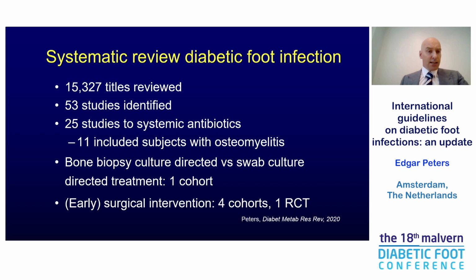What we did is that we reviewed 15,000 titles for therapy on the diabetic foot. And we included 53 studies that had a contemporaneous control group. 25 of those were on systemic antibiotics. 11 of those included subjects with osteomyelitis. There was one cohort that looked at bone biopsy culture-directed therapy versus swab culture-directed therapy, and 5 on surgical interventions. One of them was an RCT.